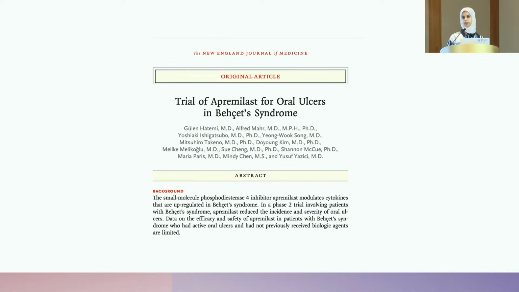And unlike some of the medications that we just talked about, there is actually good evidence supporting the use of apremilast, specifically for patients with oral ulcers and Behçet's disease. This was a randomized, double-blind, placebo-controlled trial.